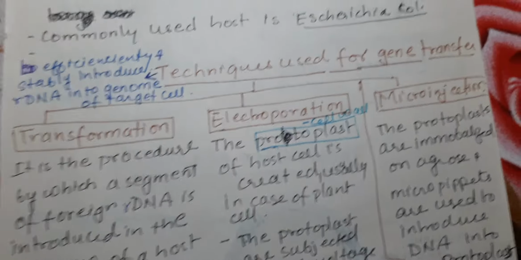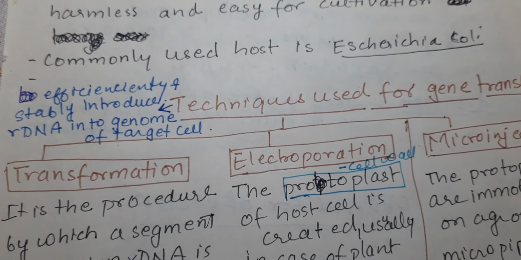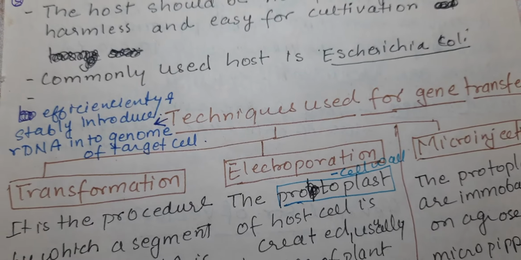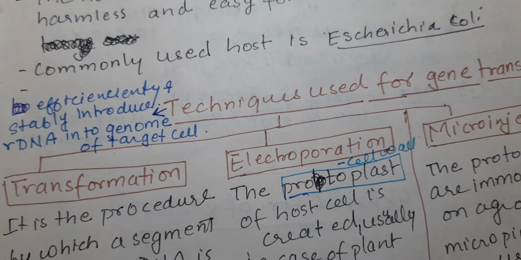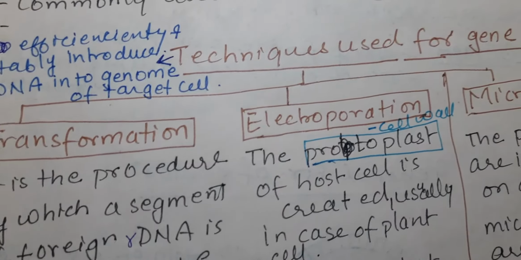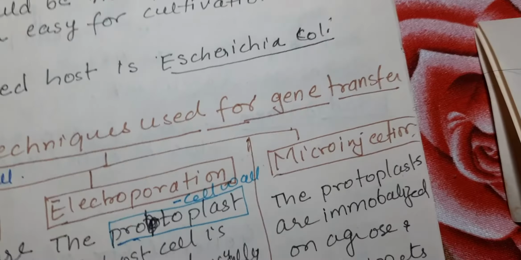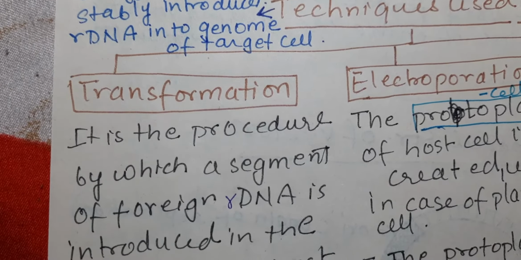Now let's talk about the techniques. These techniques are used for efficient and stable introduction of rDNA into the genome of the target cell. These techniques are transformation, electroporation, microinjection and gene gun or biolistic method. First we will discuss transformation.